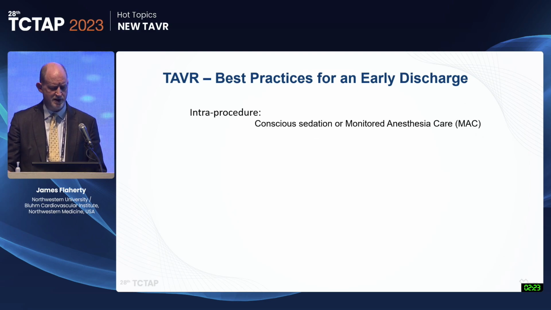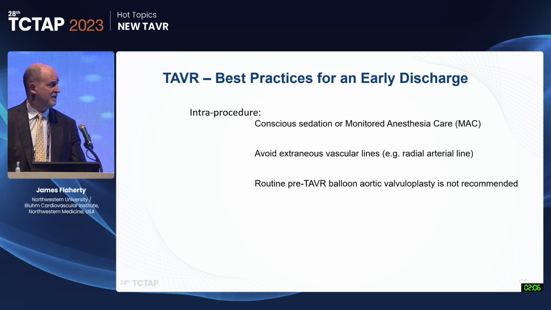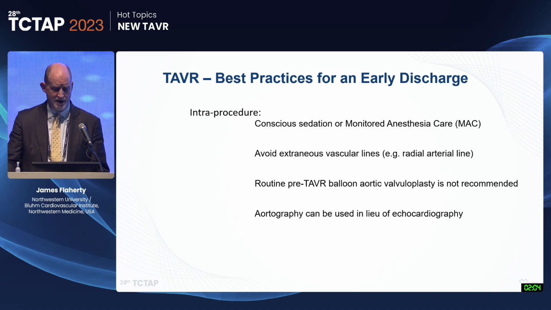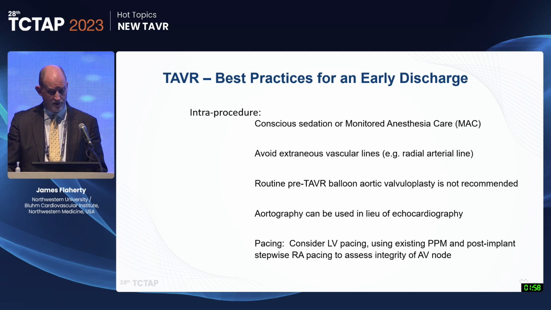In the procedure, use conscious sedation, or some would go MAC with an anesthesiologist. Avoid extra lines like radial art lines and things that really don't add to the procedure. Someone said this before, predilation is really not recommended on a routine basis. In some cases you might like BAV, but you don't have to do it obligatorily. Aortography can be used instead of doing a full echo in the lab or in the OR to see if there's any paravalvular leak. For pacing, you can consider LV pacing. You can use the existing pacemaker they have.